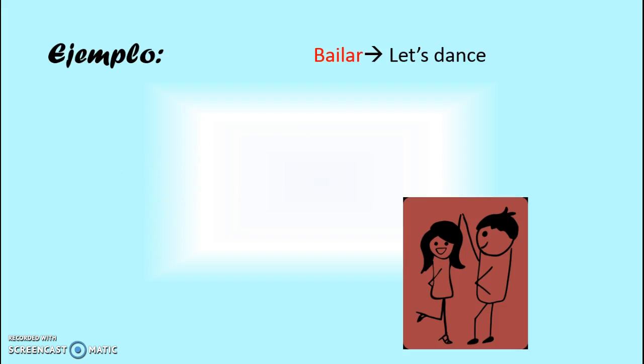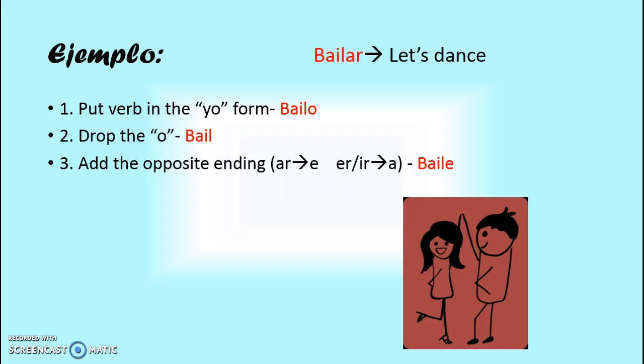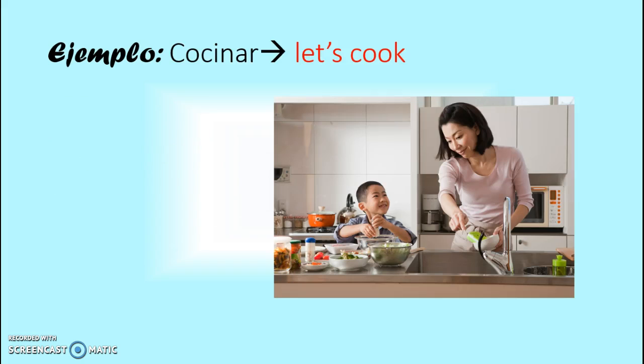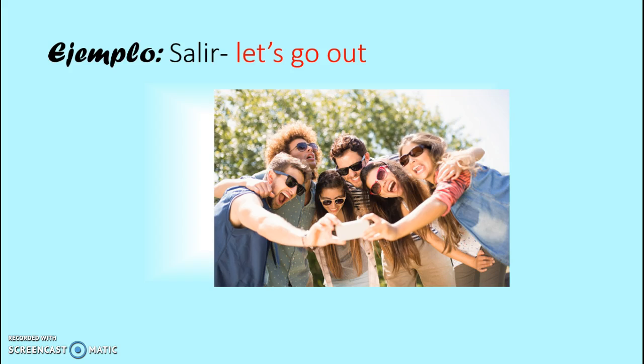So an example, if I wanted to say, let's dance, and the verb is bailar, I would start in the yo form, so bailo, drop the O, bail, add the opposite ending, it's an AR verb, so it would be an E, so it's baile, and because it's nosotros, bailemos. Another example, if I wanted to say, let's cook, yo cocino, cocine, cocinemos. Let's cook, cocinemos. Let's go out. So yo form, salgo, salg, opposite ending, salga, nosotros form, salgamos.